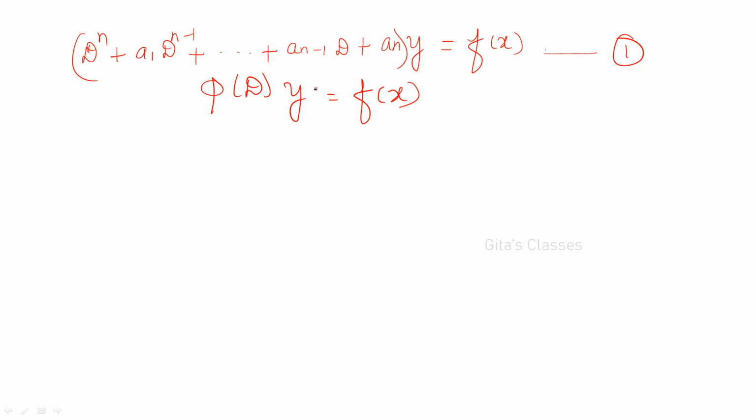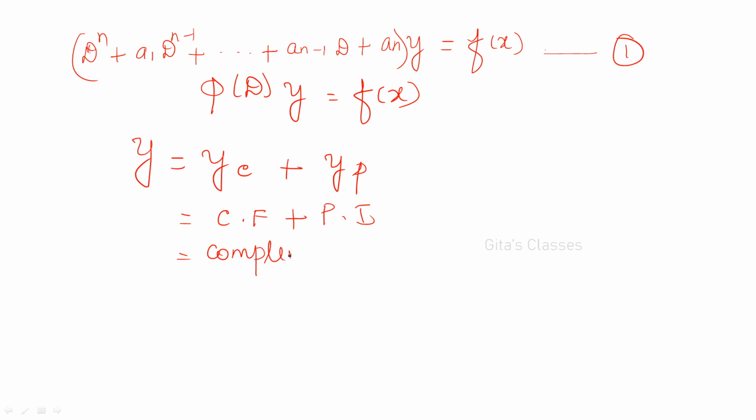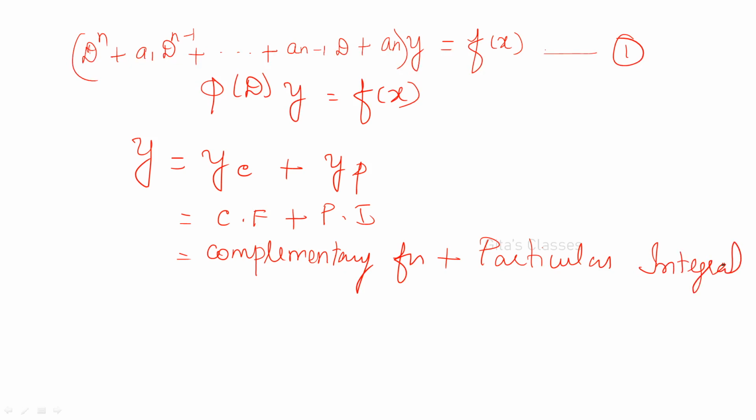Now we are going to solve this equation. Solving this means finding y, the dependent variable, as a function of x. For this higher order equation, you will have two components: one is the complementary function and the other is the particular integral. That is y equals yc plus yp. CF is the complementary function and yp, PI, is the particular integral. So you will have two parts in this solution, the complementary function and the particular integral.